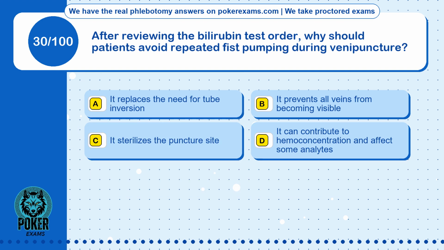Question 30. After reviewing the bilirubin test order, why should patients avoid repeated fist pumping during venipuncture? Option A. It replaces the need for tube inversion. Option B. It prevents all veins from becoming visible. Option C. It sterilizes the puncture site. Option D. It can contribute to hemoconcentration and affect some analytes.